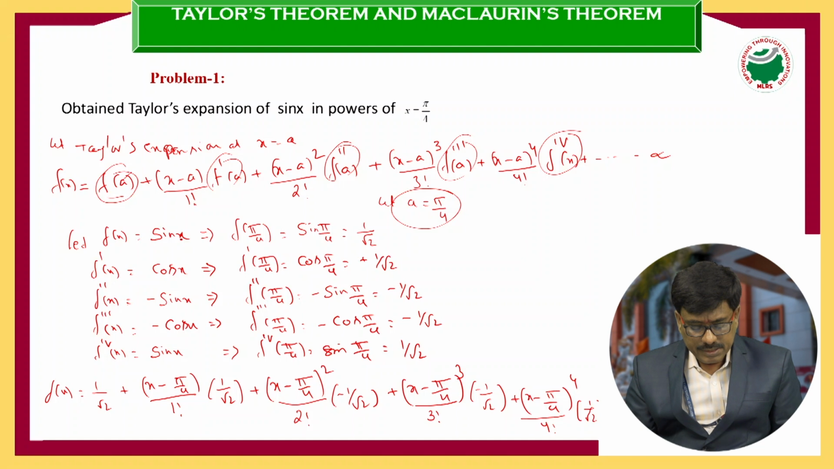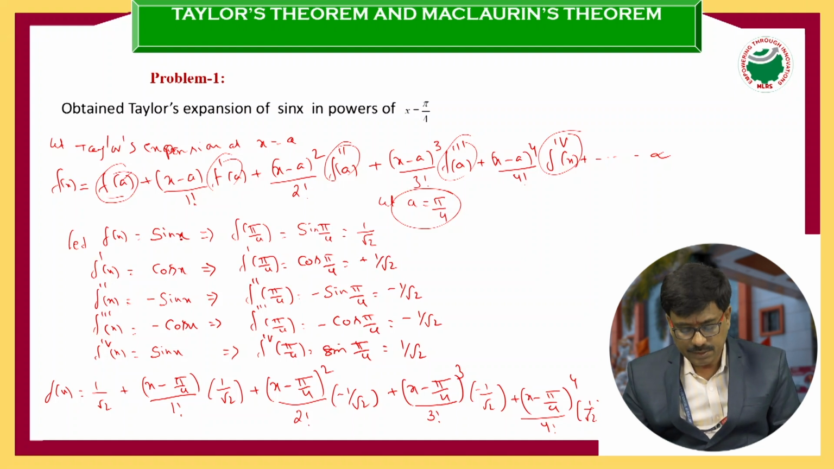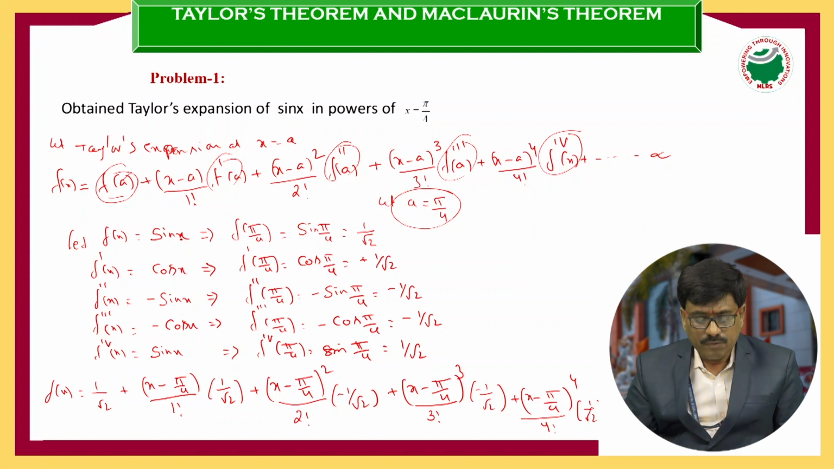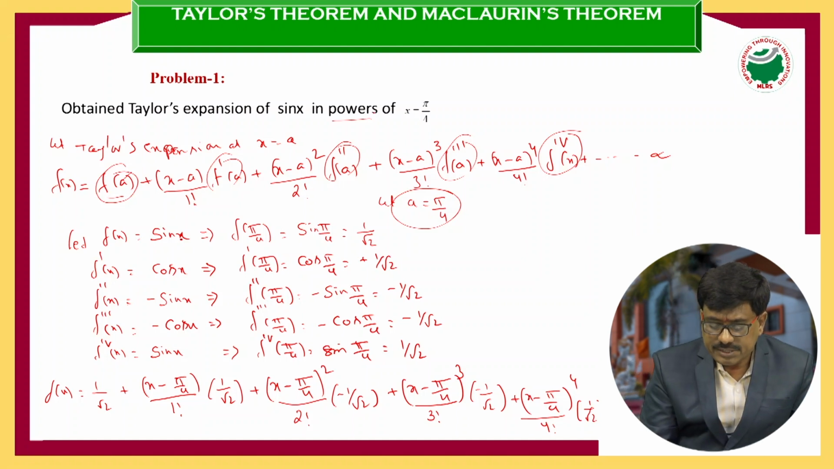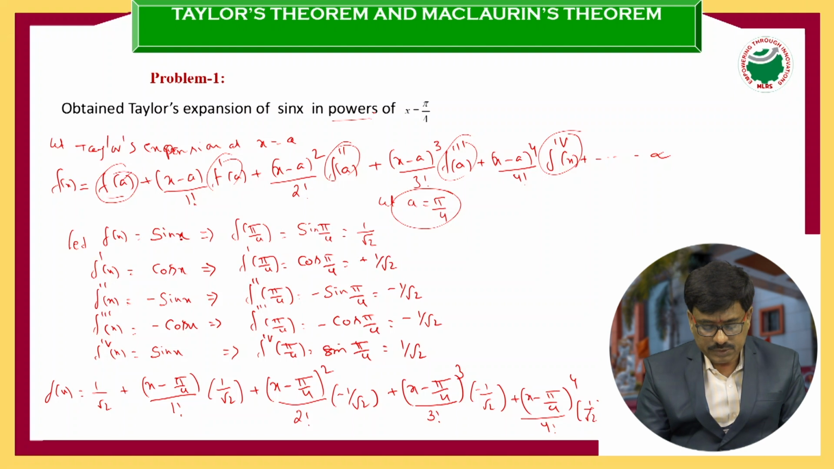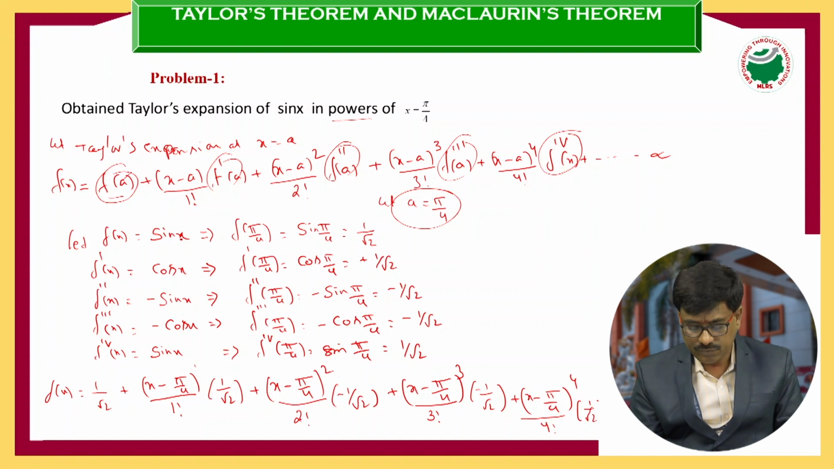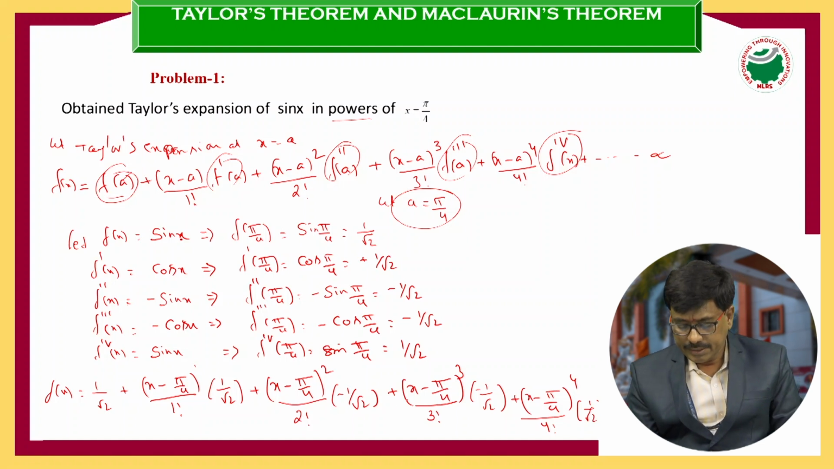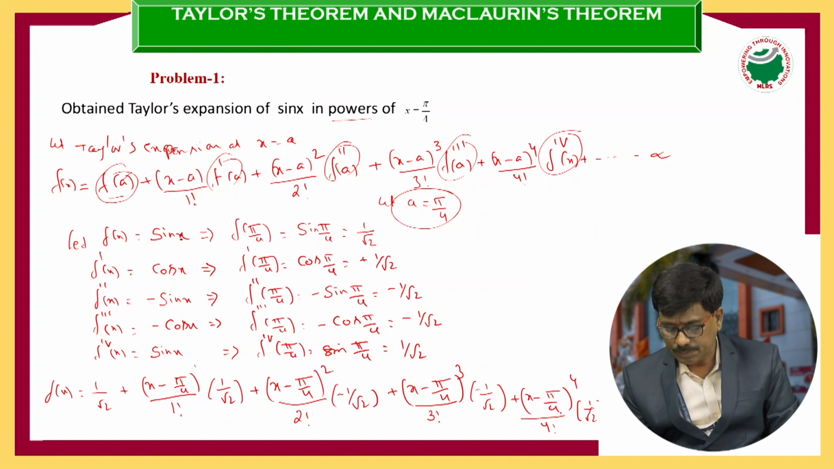Now, this is the expansion of f of x we got. We expanded at the particular point x equal to pi by 4. In this expansion, wherever we see the powers of pi by 4, the first one is (x minus pi by 4) by 1 factorial, the second power is (x minus pi by 4) by 2 factorial, then (x minus pi by 4) whole power 3 by 3 factorial, (x minus pi by 4) power 4 by 4 factorial, plus so on to infinity.